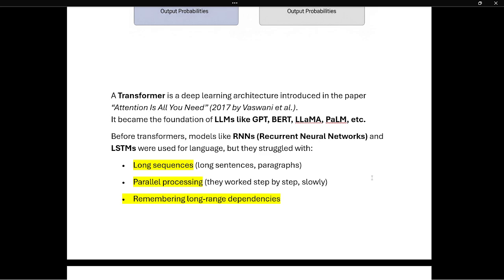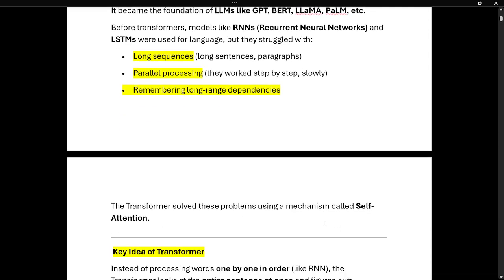Before transformers, there were models like RNN, recurrent neural network, and LSTM. They were used for language, but they struggled with certain things like long sequences. If we give a long sentence or paragraph as a prompt, they lag in that case. They don't have parallel processing. Whatever sentence or prompt we give, they process it in a sequential manner. They also don't have the option to remember long dependencies. Because of all these things, transformers came into the picture.